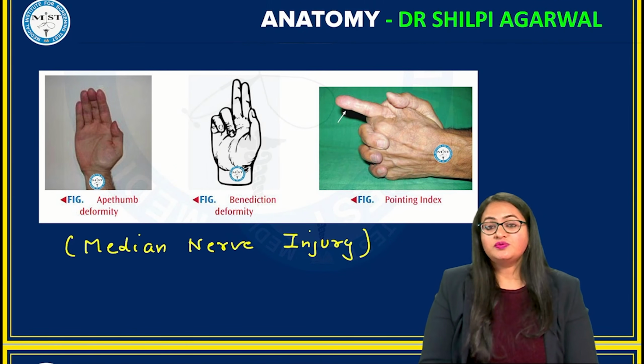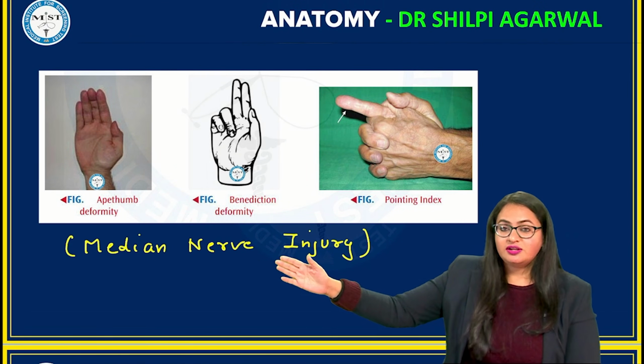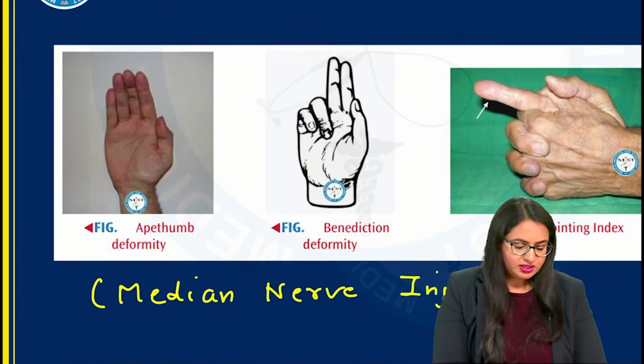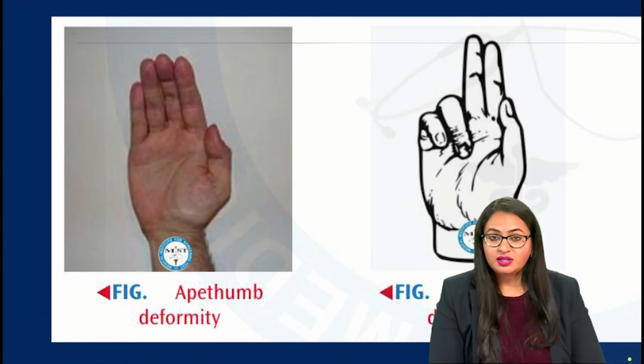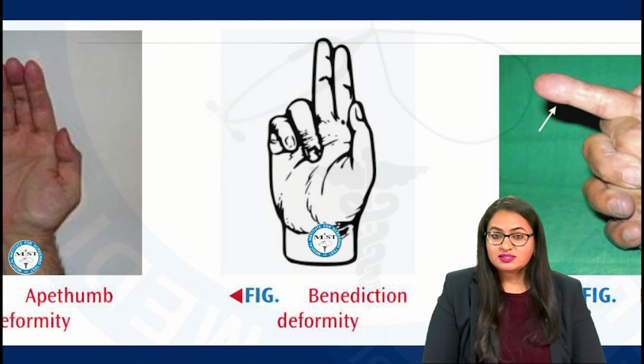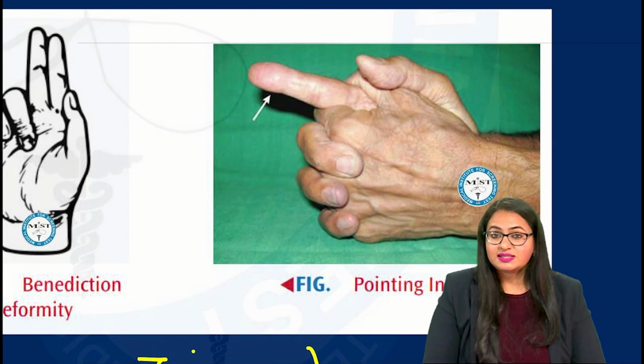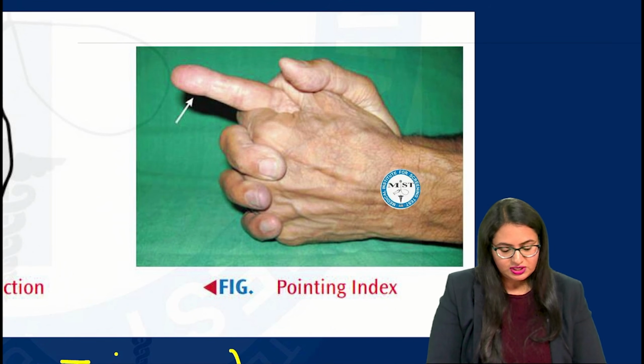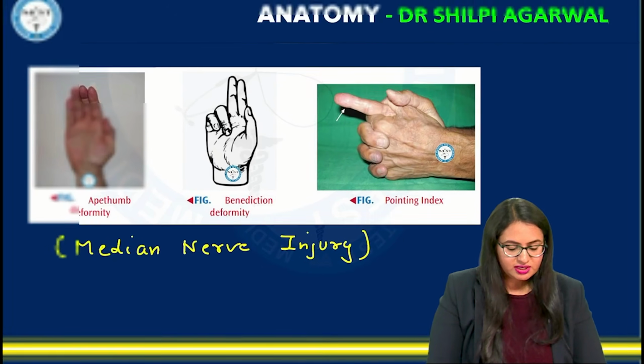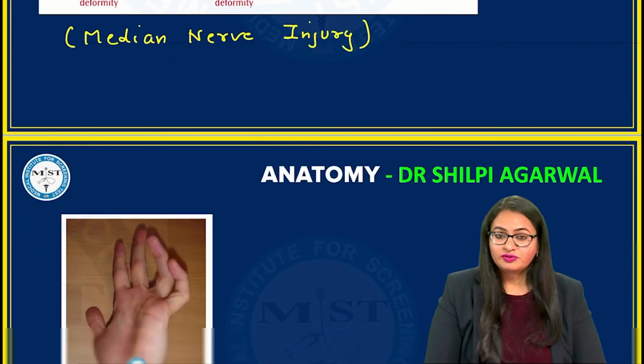Now this is the image showing the deformities in median nerve injury. The first one is the ape thumb deformity. Then the second one is benediction deformity. And this third is the pointing index. These are the 3 deformities which are associated with median nerve injury.